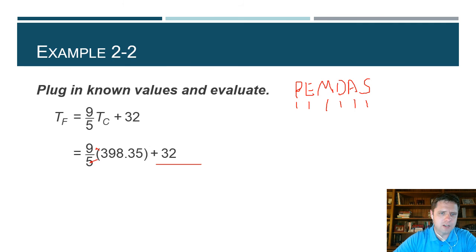So we do the multiplication and divide before we do this addition. And we get 749.03 degrees Fahrenheit.